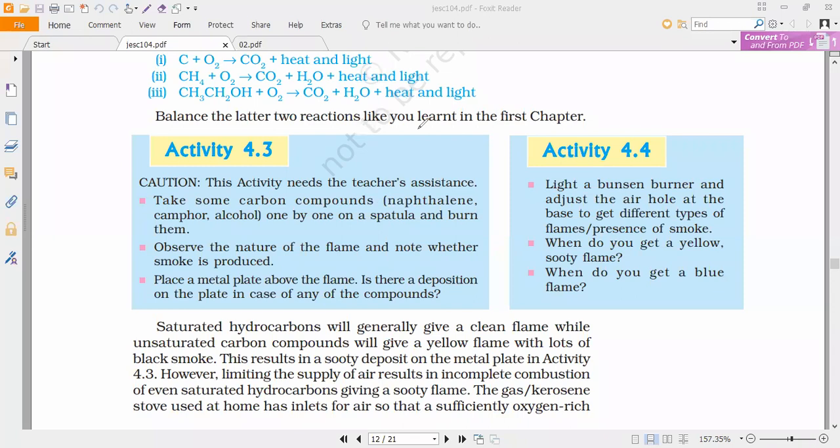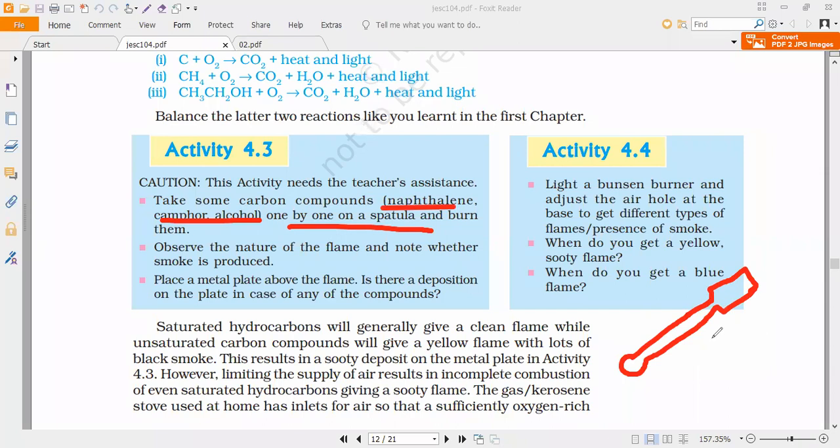Take some carbon compounds. What are examples of carbon compounds which we know? Naphthalene balls, which we observe in our daily life. If you observe the camphor, if you observe the alcohol, one by one in a spatula. Spatula, you might have seen in the chemistry lab. A spoon-like thing, which has a plain surface in one corner. This is what we call a spatula. Have you seen this, everybody, in our chemistry lab? Yes, sir, called a spatula.